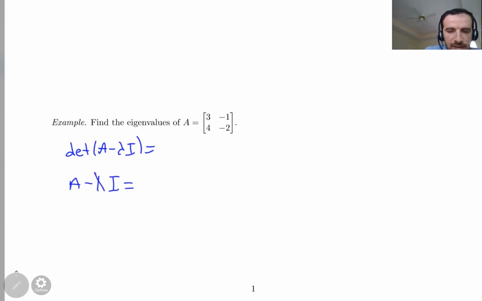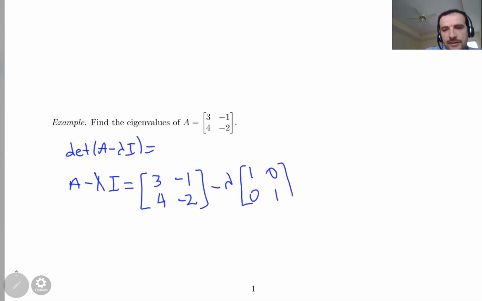A minus lambda I is actually equal to the matrix with entries 3, minus 1, 4, minus 2. This is A, minus lambda times I, and I is the identity matrix. Multiplying with lambda means lambda is a constant, a number. So that's equal to the matrix 3, minus 1, 4, minus 2, minus lambda times the identity.